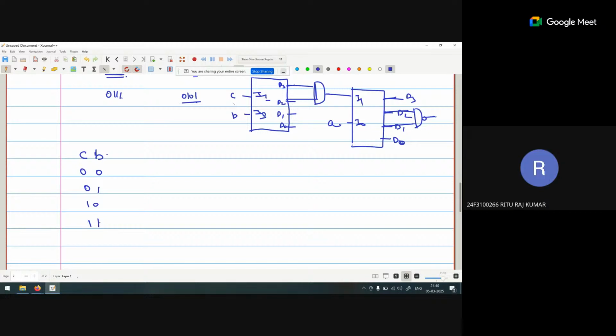Okay, again with B, C, A line, just what you are asking. Sir, I am saying the first output will be 0, right? Output of the first decoder will be 0, no?